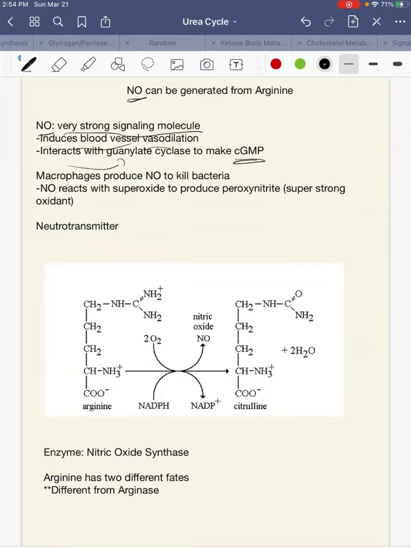So this is really similar to adenylate cyclase, except it's guanylate cyclase. So instead of making cyclic AMP, we make cyclic GMP. Macrophages also use nitric oxide, so they use it as a superoxide to help kill bacteria. It can also act as a neurotransmitter. And the enzyme that does this is nitric oxide synthase.